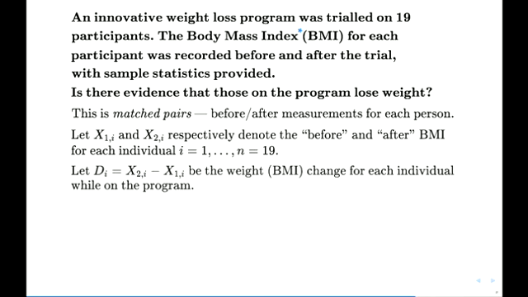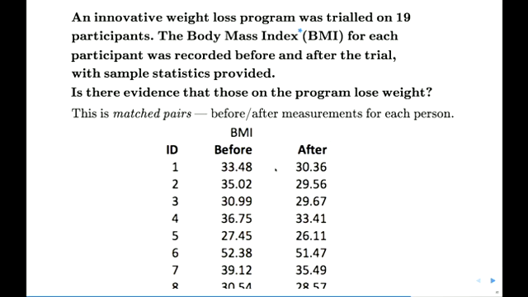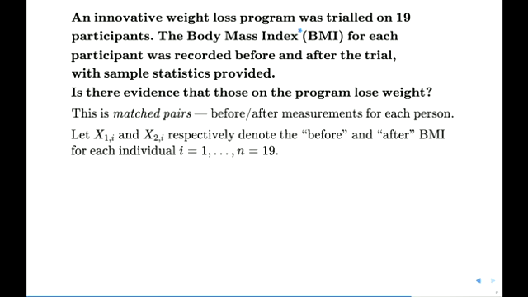Because we're doing matched pairs, we set up these differences, these Di. This is something we do with matched pairs data when we're looking for differences. We do not do this with independent samples, so setting up this Di only makes sense in matched pairs. What we're doing with these Di is simply taking the differences: 30.36 minus 33.48, 29.56 minus 35. The individual weight losses are being calculated in these Di.